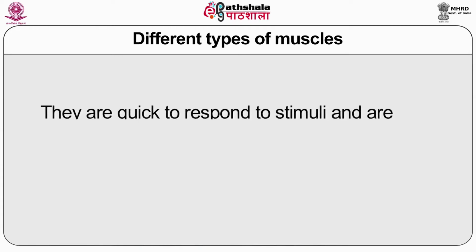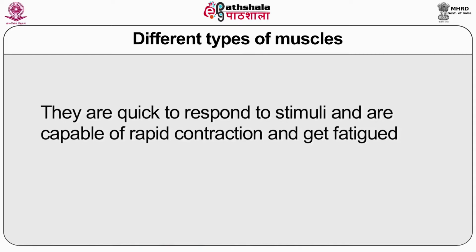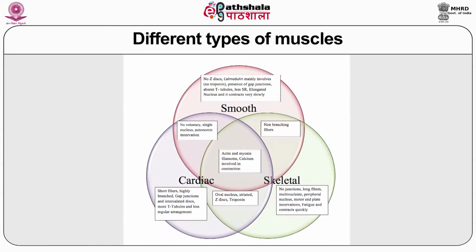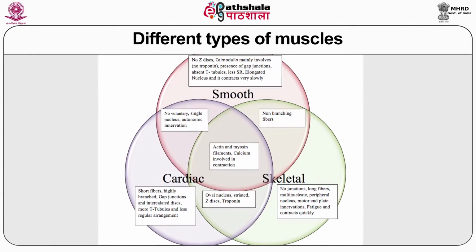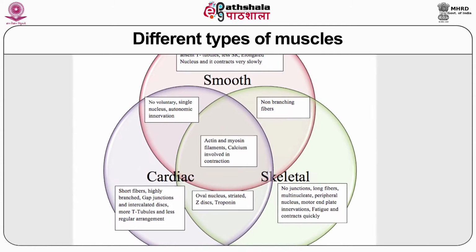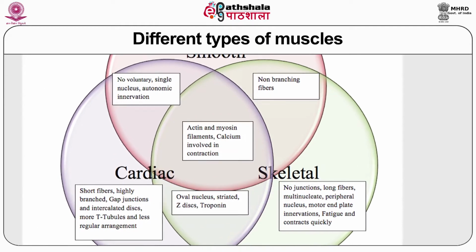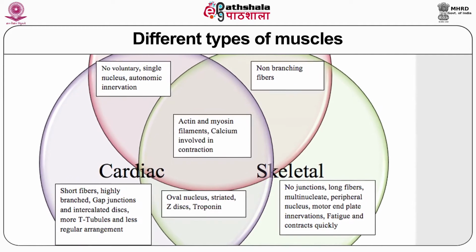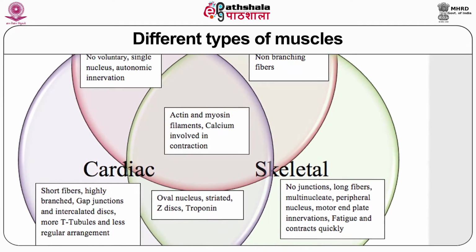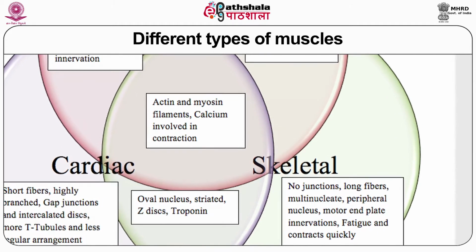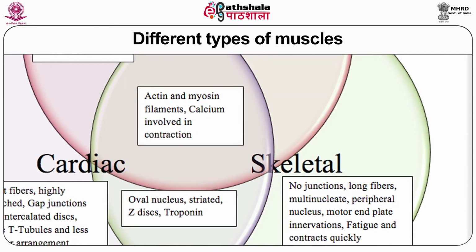They are very quick to respond to stimuli and are capable of rapid contraction, and that's the reason they get fatigued very easily, because of their rapidity. Each muscle fiber is cylindrical, multinucleated, and consists of groups of myofibrils. These myofibrils are in turn made up of myofilaments of three main types: one, actin; second, myosin; third, tropomyosin. Examples of skeletal muscle include all the muscles of the body wall.